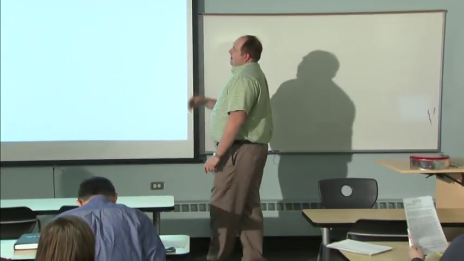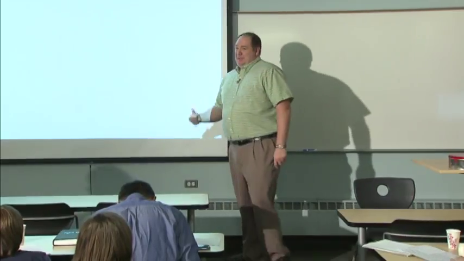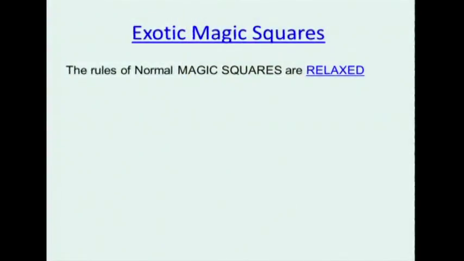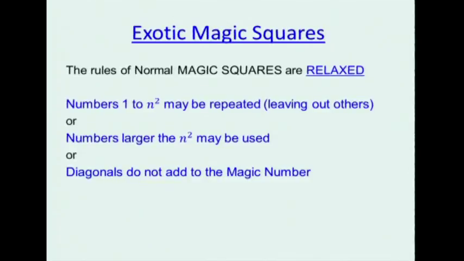Okay, so now let's talk about exotic magic squares. These are the fun ones. I really like these. If we relax the rules a little bit, which means instead of using all the whole numbers from 1 to n squared, maybe we repeat 1 and leave something out. Maybe we use numbers larger than n squared. Or maybe we say the diagonals don't have to add up. So they're still magical, but they're not normal.